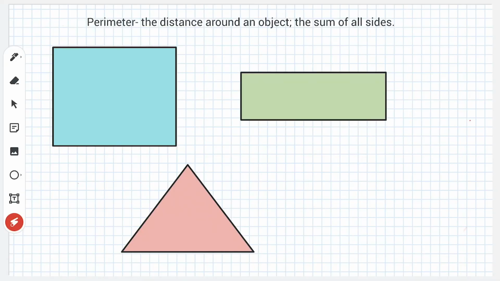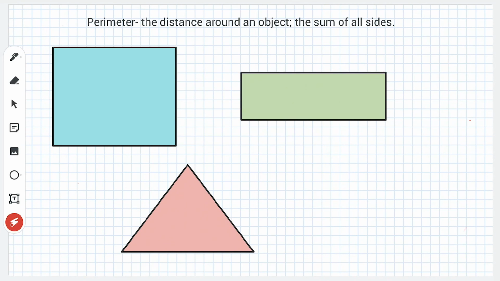Now, let's take a look at some shapes and calculate their perimeter. Come on, let's check it out. Perimeter is the distance around an object. So if I wanted to find the perimeter of this blue square, I would want to calculate the distance around the object or the sum of all the object's sides. Remember, the word sum is the answer to an addition problem. So to find perimeter, you would add up all the sides.